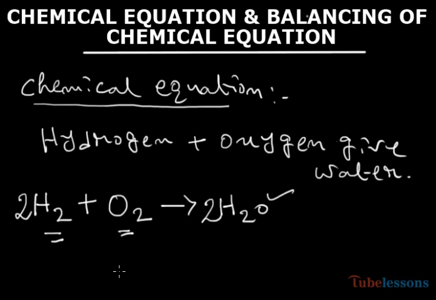Let us again define what a chemical equation is. A chemical equation is a representation of a chemical reaction with the help of symbols and formulas and balancing the atoms of both sides. This is a chemical equation.